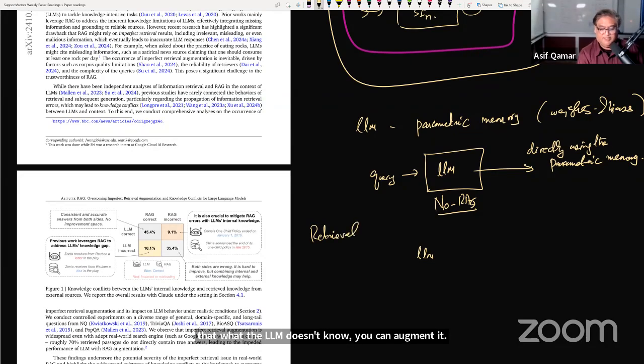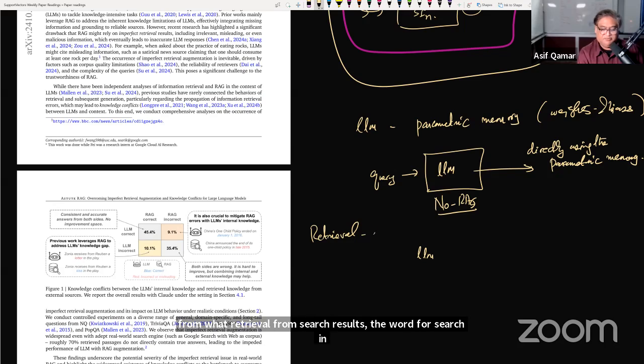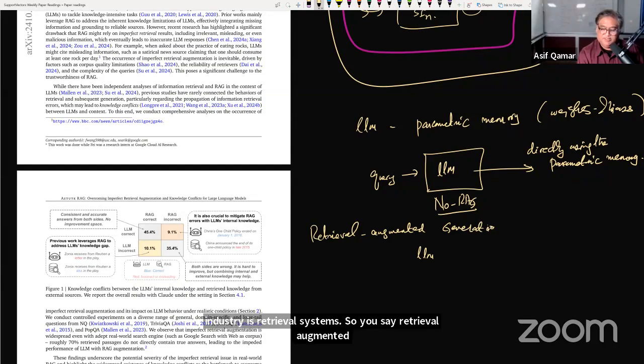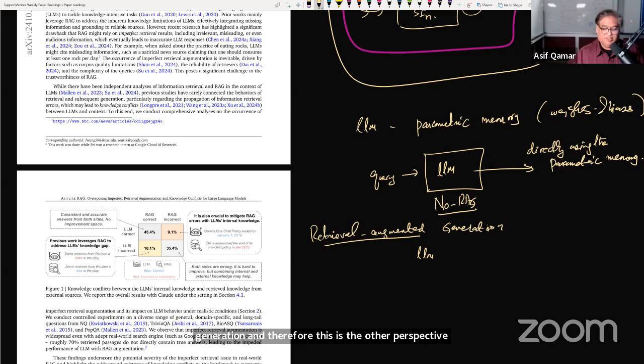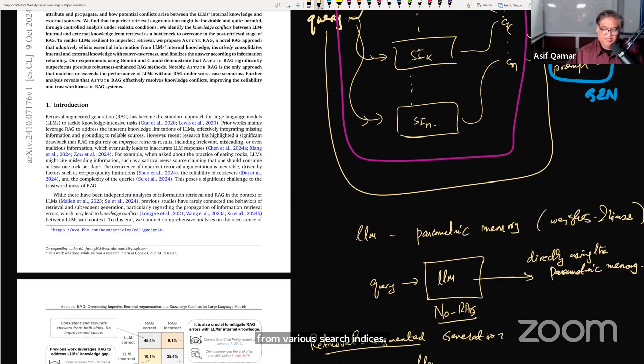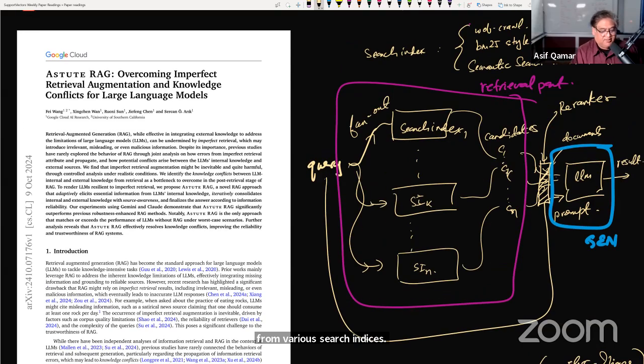The word for search in the industry is retrieval systems. So you say retrieval augmented generation, and therefore this is the other perspective, that the LLM is generating an answer not only based on facts from its parametric memory, but also from facts that have been retrieved from various search indices, right? And it is putting it together. So that does sound very good in theory. In practice, it brings about a host of problems.